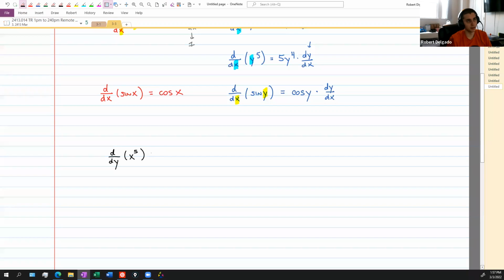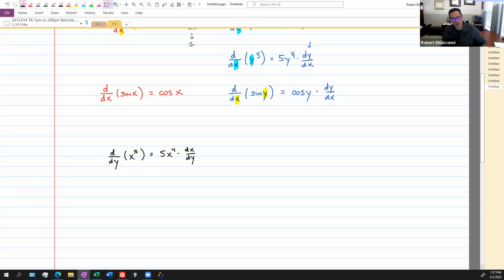Would it be 5x to the 4th times dx over dy? Exactly. See, in that case, again, these variables don't match, right? So the first thing you do is you use the power rule on x to the 5th, which is 5x to the 4th. But then you have to take the derivative of the x with respect to y, which is dx dy, not dy dx, dx dy, which is still not 1 because these variables don't match. Does that make sense?